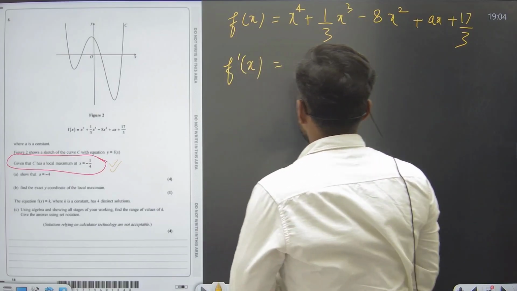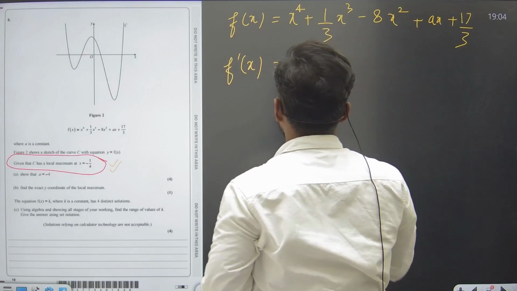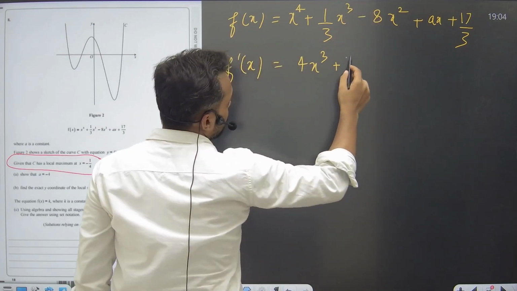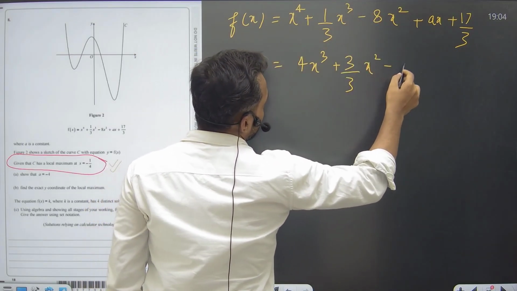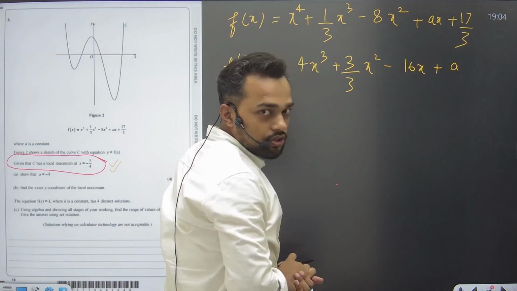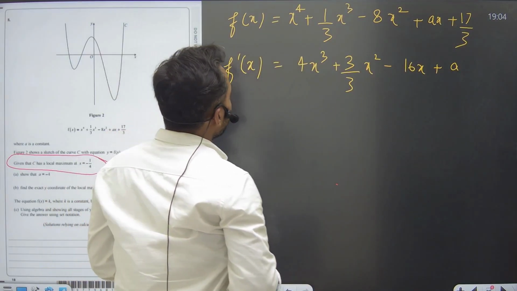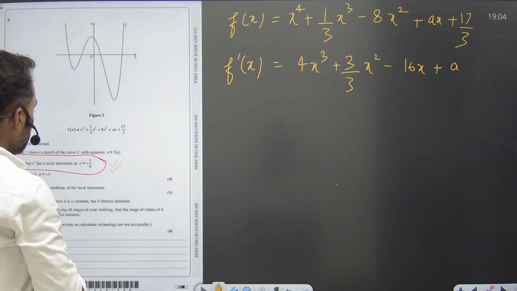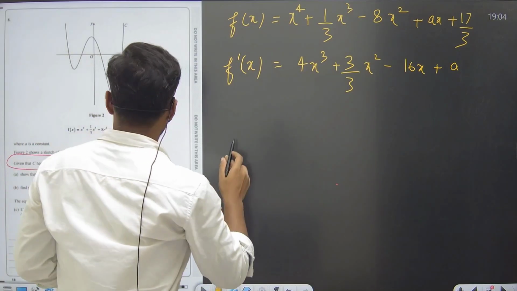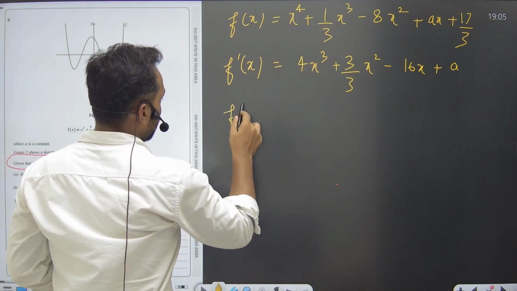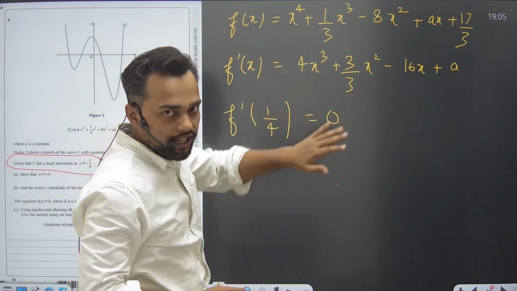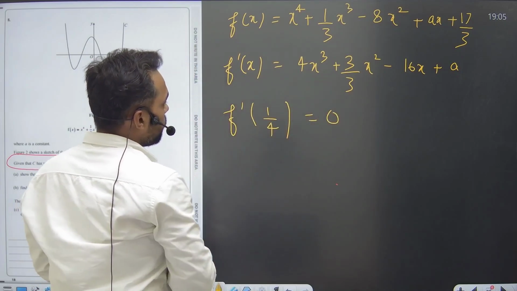So f prime x, differentiating this whole function, what we'll get: 4x cube plus of 3 by 3x square negative of 16x plus of a. This is a constant term, so the differentiation of the constant term will be 0. Now on plugging the value, given that C has a local maximum at x equals to negative 1 by 4, so f prime of negative 1 by 4 will be equal to 0, because this will be one of the critical points.